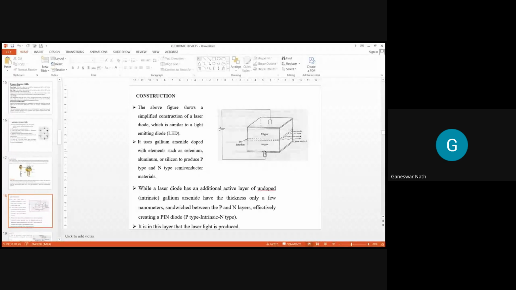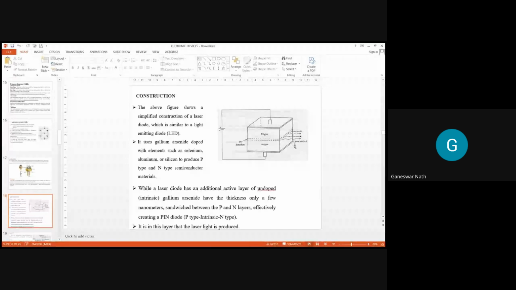So there is recombination of electrons and holes at this junction. At this junction some excitation process takes place, creating the population inversion. In that population inversion, spontaneous emission and stimulated emission take place, and that stimulated emission will produce a radiative transition, which is nothing but the laser output.